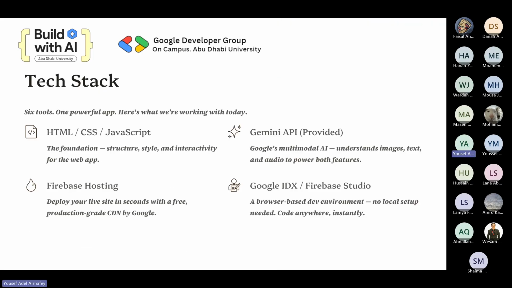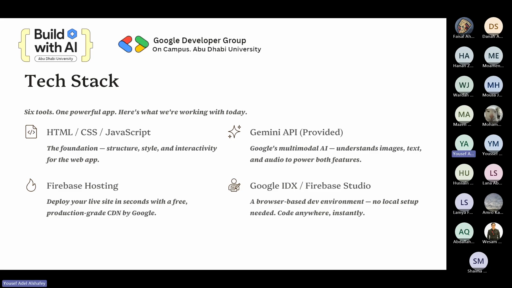Let me explain the tech stack, what we'll be using to build this website. First, we're going to use HTML, CSS, and JavaScript. These are the foundation and style. Let me explain them one by one. HTML is the structure of the page: how many buttons, the navigation bar, the whole page. CSS styles the page and decorates it. And JavaScript is the brain. It's what makes everything run and work.